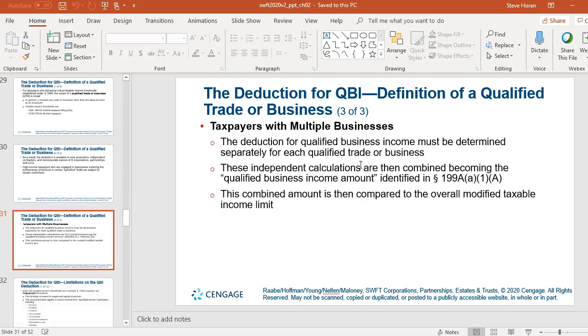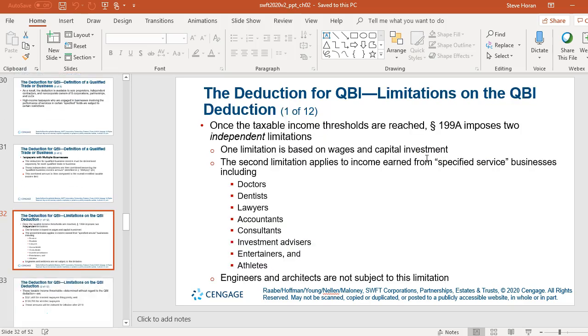So if you have multiple businesses, and there are more people than you might realize that have these, it must be determined separately for each qualified business. So there are several independent calculations that must be made, and the tax law talks about that. The combined amount isn't compared to the overall modified taxable income. So you have to figure out what's the QBI for each specific business. That's a qualified trade or business, because some businesses don't qualify. We just haven't gotten to that yet.